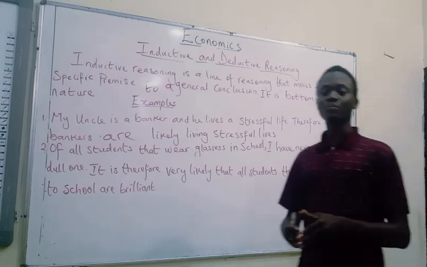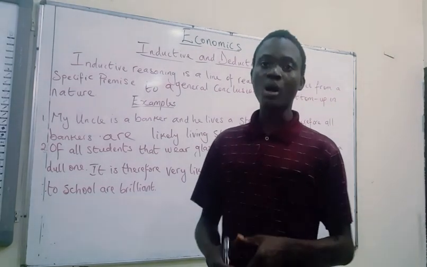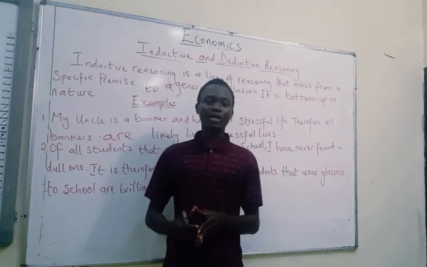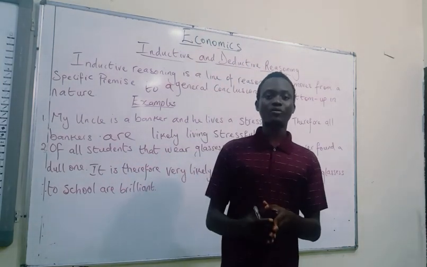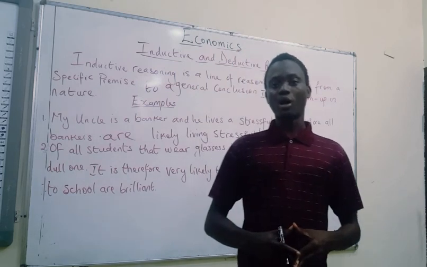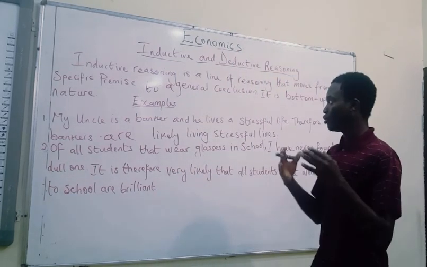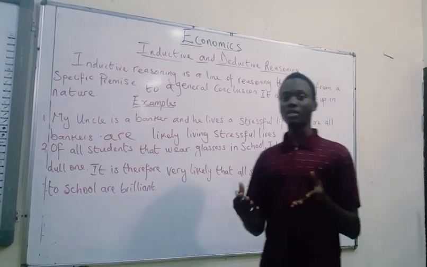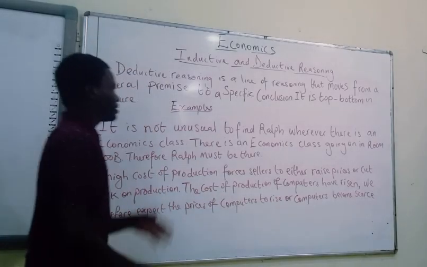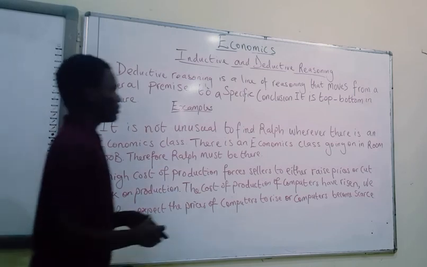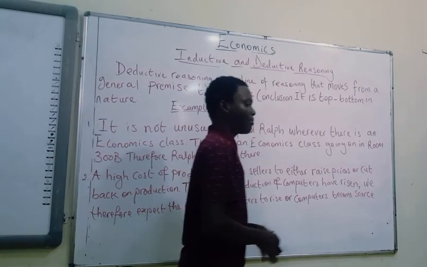Okay, so that is what inductive reasoning is all about. It moves from having a premise or a sample to then making a generalization for the entire population of the sample concerned. All right, so we then move into what deductive reasoning is. Deductive reasoning is a line of reasoning that moves from a general premise to a specific conclusion. It is top-bottom in nature.